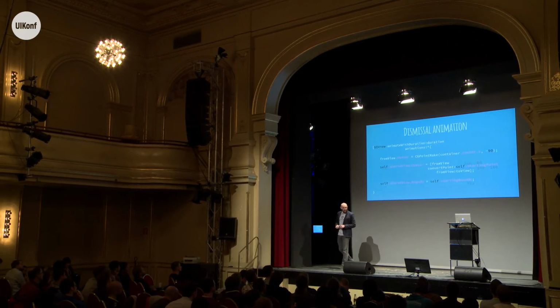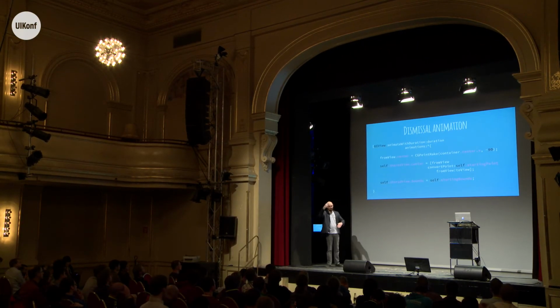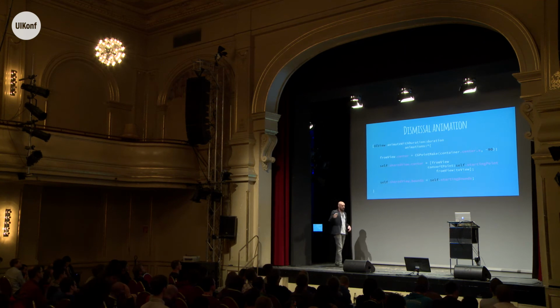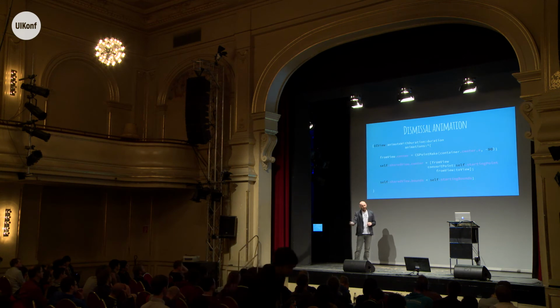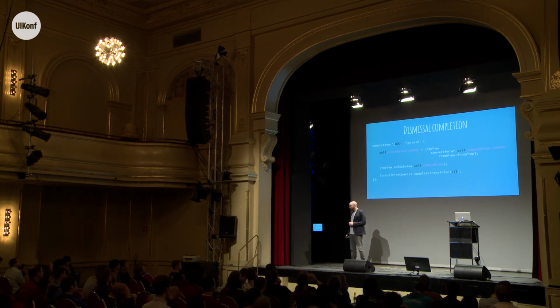But when you're dismissing, right, you're doing the reverse. So you're using that starting point and starting bounds that you saved off earlier to animate it back, right? And then once the dismissal animation is finished, you move that view back into its original view controller. And that's really about it. It's pretty simple.